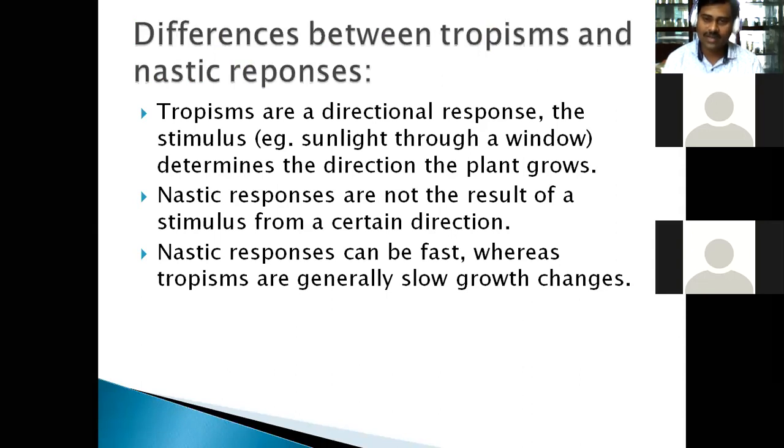But Nastic movements are not the result of a stimulus from a certain direction. Though it may be attracted towards the specific stimulus, it is still not the result of that. Nastic responses can be fast, whereas tropisms are generally slow growth changes, because growth is a slow, steady process, and Nastic response is variation, so this is a very fast process. So there is a difference between tropic movement and Nastic movement.